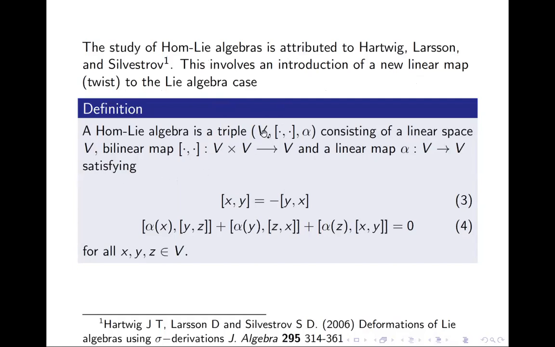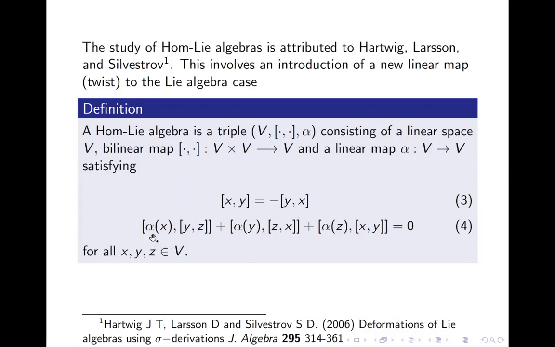So again, we start with a vector space together with a bilinear multiplication, which we refer to as the Lie product or the Lie bracket. And then we add a twist. So this twist comes into the identity here, which now is called the Hom-Jacobi identity. So we still have the skew symmetry retained, but we change the Jacobi condition into a Hom-Jacobi condition.